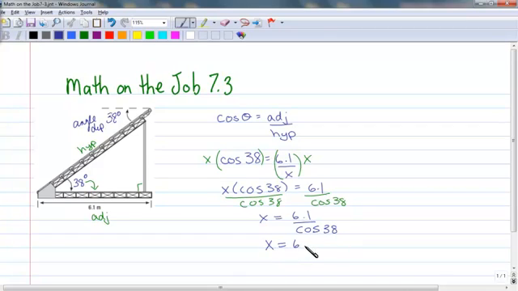Using our calculator, we know that cos 38 is 0.788. Dividing, we get an answer of 7.74 meters. This is the length of one side of the conveyor belt. We will multiply by 2 to get 15.5 meters. This is the length of the conveyor belt that Richard needs to order.